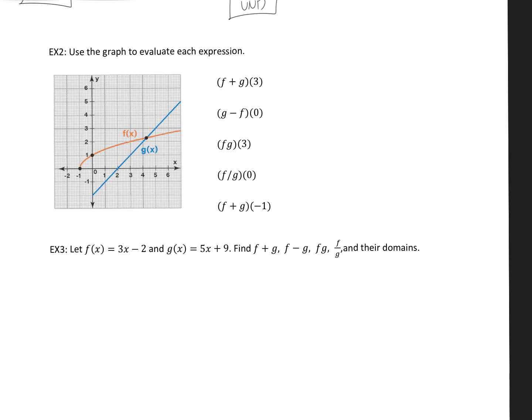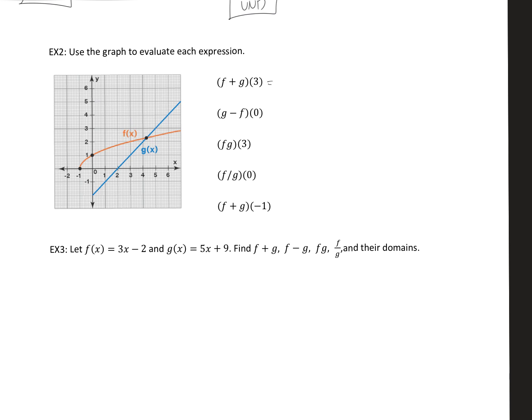So let's take a look at example 2. We're going to use the graph to evaluate each expression. Again, we have different operations going on: addition, subtraction, multiplication, division, and again, addition. And we have input values. Remember, these input values are always my x value. And then when we find my function, I'm solving for my y value. So we're basically given x and we're trying to find the y value, or the corresponding or matching y value.